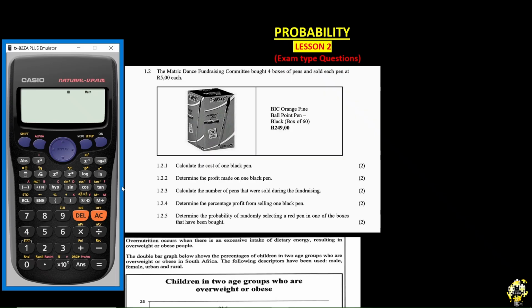With regards to all these extracts that I have here, we're only going to be focusing on the questions that deal with probability, such as this one, 1.2.5. This extract has to do with the Matric Dance Fundraising Committee, which bought 4 boxes of pens and sold each pen at 5 rand each. The question says determine the probability of randomly selecting a red pen in one of the boxes that have been bought.